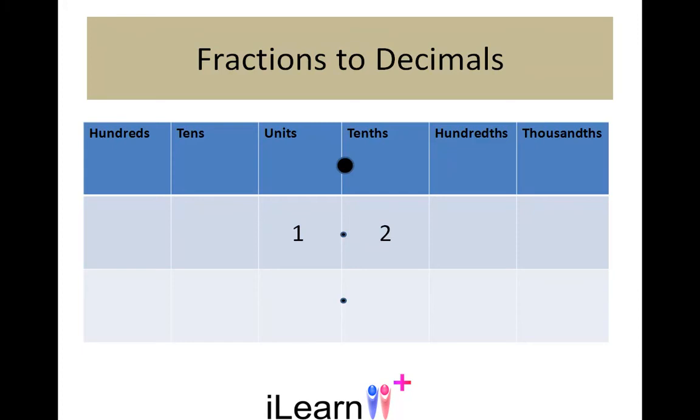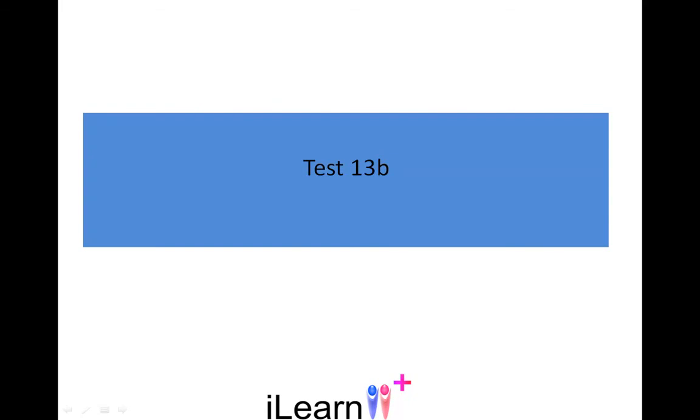How about 2 25/100ths? 2 25/100ths will look like this. 2 in the units column and 25 like this. Now have a go at a few more in test 13B.